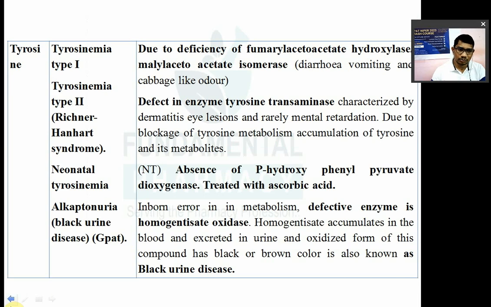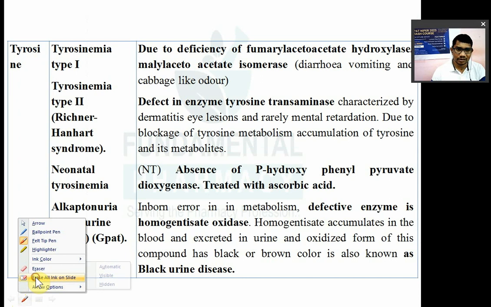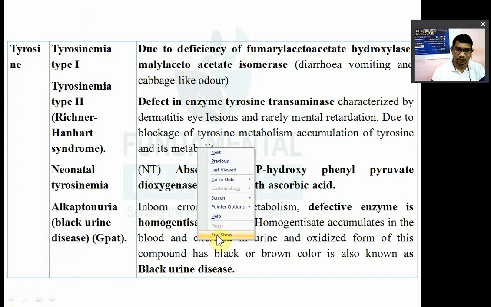Next there are many more, like tyrosinemia 1, 2, 3. So I think I will take it in the next session. So we'll see the remaining points tomorrow.